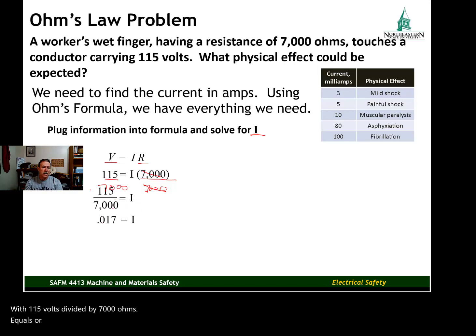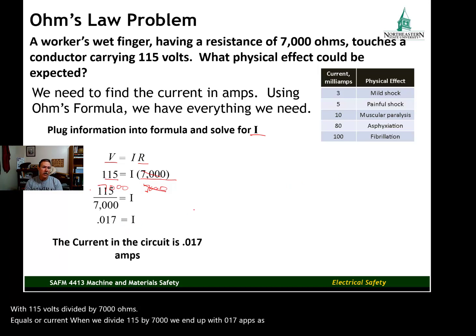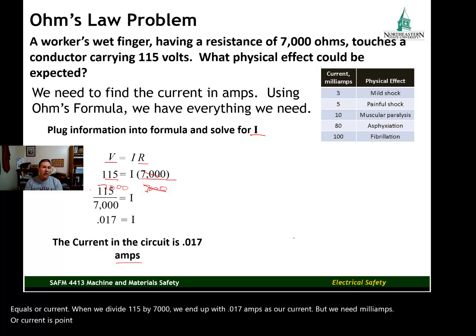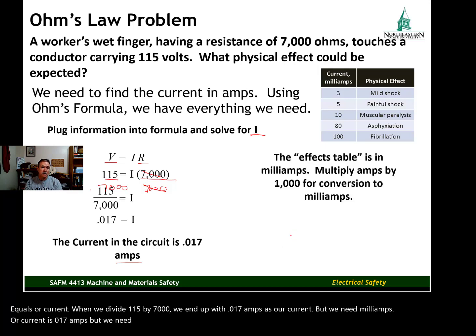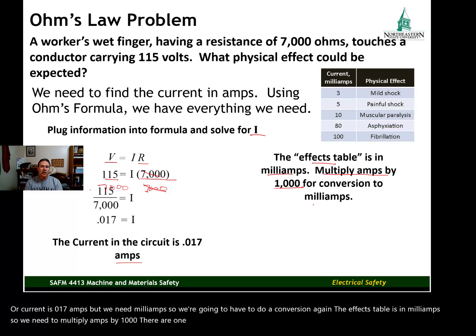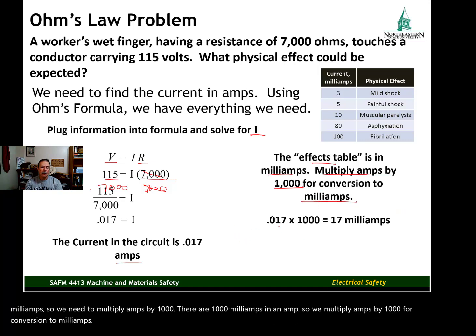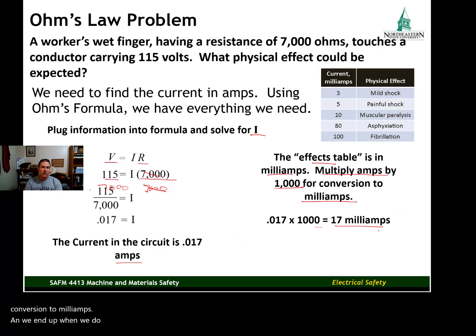When we divide 115 by 7,000, we end up with 0.017 amps as our current. But we need milliamps. Our current is 0.017 amps, but we need milliamps, so we're going to have to do a conversion. Again, the effects table is in milliamps. So we need to multiply amps by 1,000. There are 1,000 milliamps in an amp. So we multiply amps by 1,000 for conversion to milliamps. And when we do that, we end up with 17 milliamps.